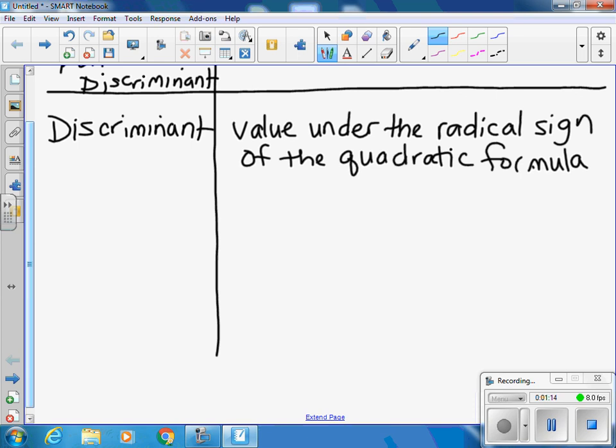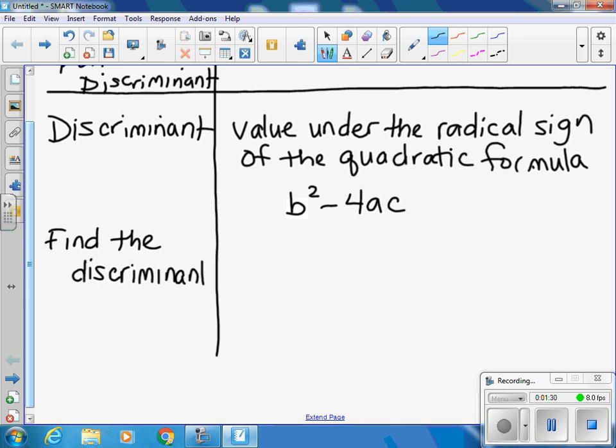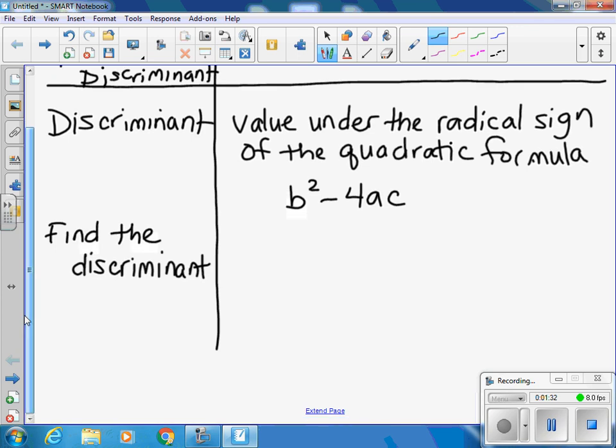The discriminant is simply the expression b squared minus 4ac. Right, so that's what you're going to use to help you figure out that value. So there will be some problems that ask you to find the discriminant. And if that's all it wants to know, then you use that formula and you give the numerical value for the discriminant. But that numerical value is going to give you some information.